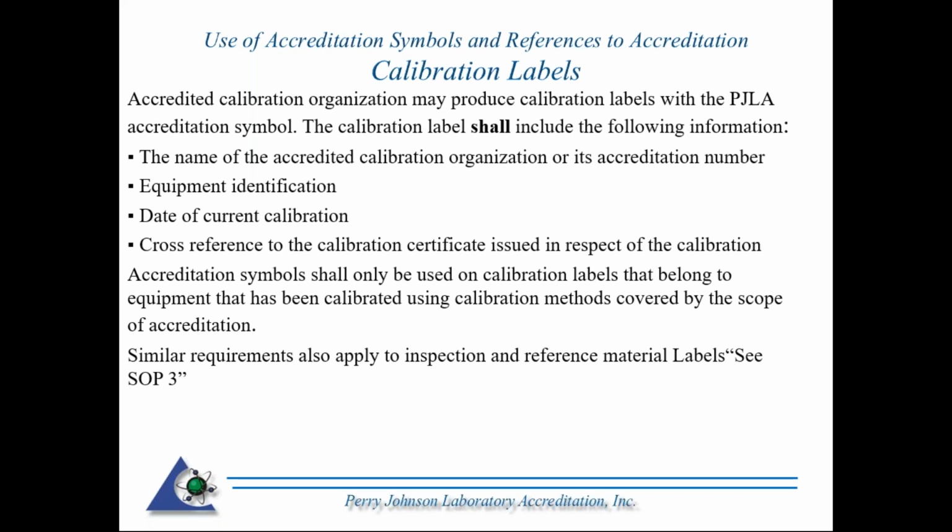Accreditation symbols shall only be used on calibration labels that belong to equipment that has been calibrated using the methods covered by the scopes of accreditation. Similar requirements also apply to those folks that are 17020 inspection or reference material producers. We do address those in SOP 3 symbols. The requirements for those types of organizations are very similar to calibration labels.